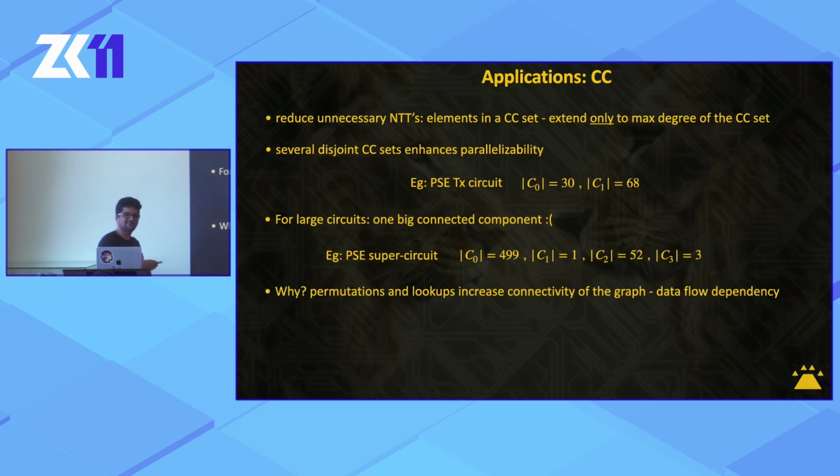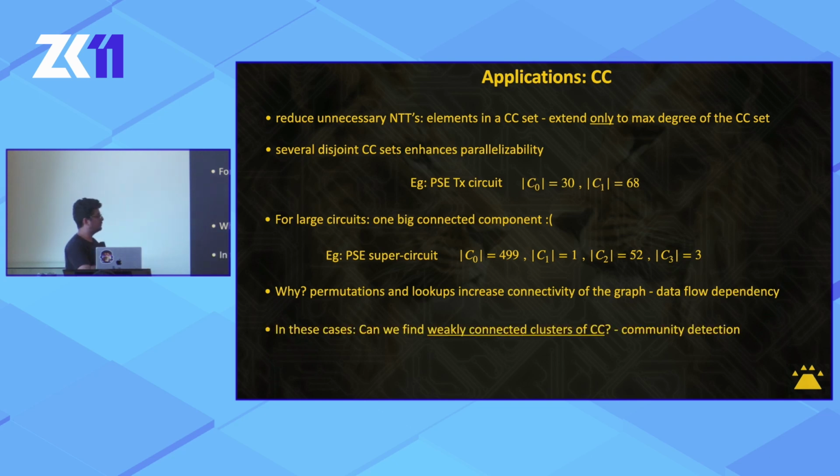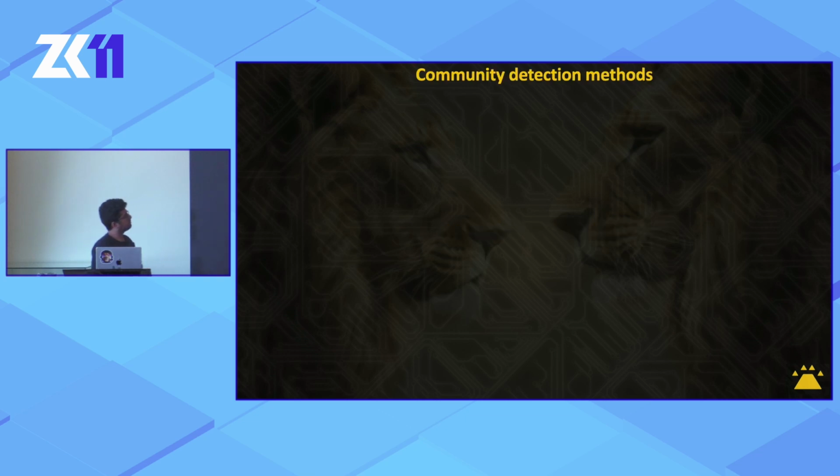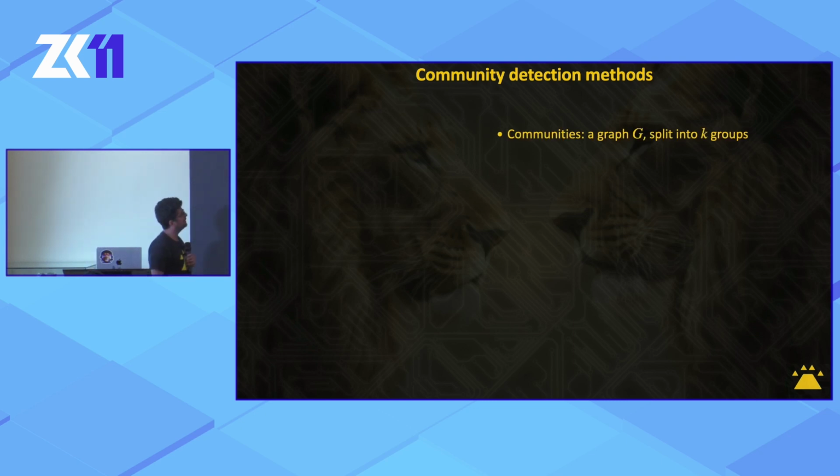So maybe we are just looking at it a little bit wrong. Maybe we shouldn't look for completely disconnected pieces. Maybe we should look for weakly connected pieces, right? And that's the whole idea of community detection. This idea is well known. It's been there for a long time. People have been studying it in network theory and so on. So let's define what a community is. The thing is, there is no good definition. It's just very heuristic.